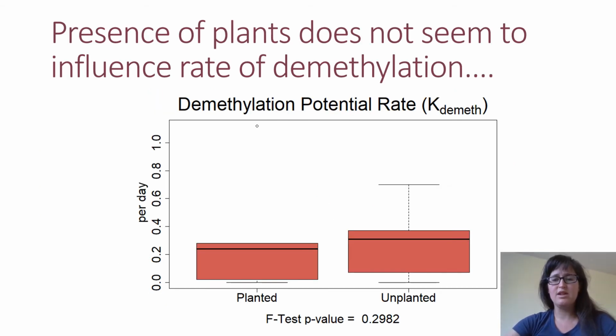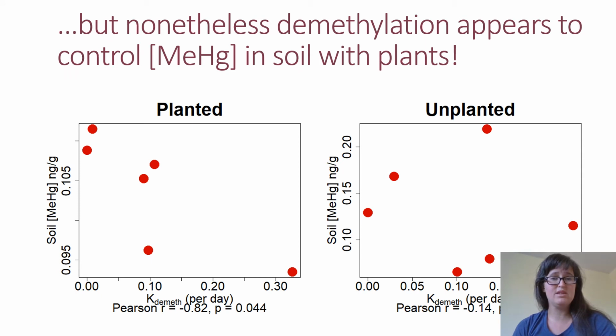So turning to demethylation, what did the plants do to demethylation rate? Doesn't really look like they did much. There's no treatment level effect and no difference in variability. There's a lot of spread in demethylation potential rate in both planted and unplanted boxes. But despite this, demethylation does appear to control the methylmercury concentration in soil with plants. There's a clear and strong negative relationship in planted sediments only. So the more demethylation you have, the less methylmercury you have when the rice plants are present.